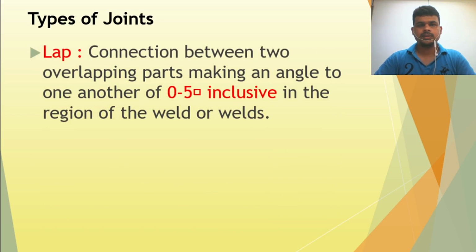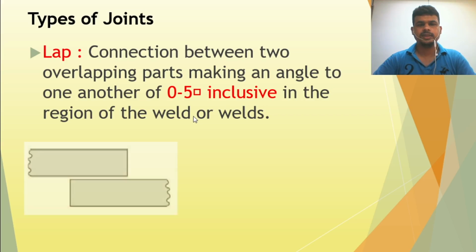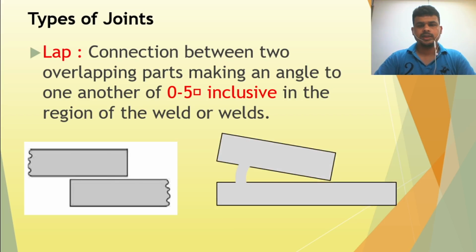At last we discuss the lap joint. What is the lap joint? A connection between two overlapping parts making an angle to one another of 0 to 5 degree inclusive in the region of the weld or welds. Let's see the picture. You can see this is 0 degree, there is no angle, so this is the lap joint. Another one, if this angle is up to 5 degree, it is also considered a lap joint. If more than 5 degree, then you need to consider it a T joint, as I already told you before.